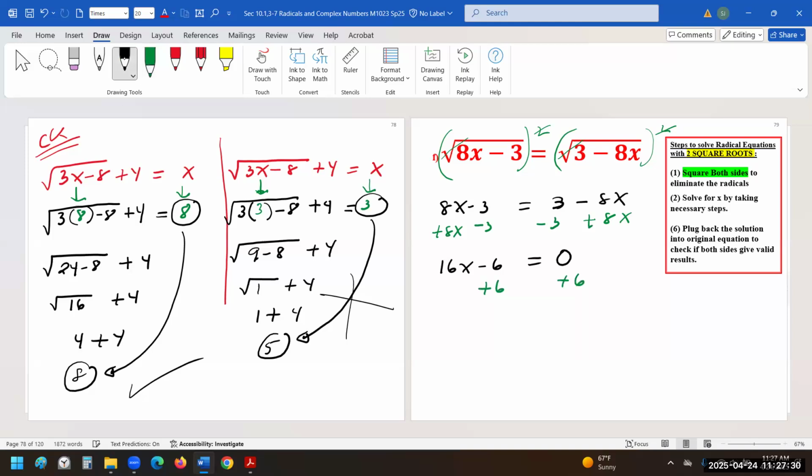Add 6. So 16x is 6. Divide by 16. 16 and 6, both of them are divisible by which number? 2. So we can reduce both of them by 2 and we get 3/8.